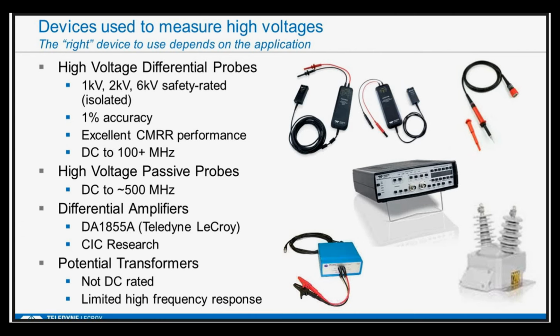Different types of probes people use, lots of different things for voltage. They might use a probe supplied with an oscilloscope like these here. These are differential, that's a passive probe. Or they might use a differential amplifier. Or they might use something from a third party. This is from a company called CIC Research.